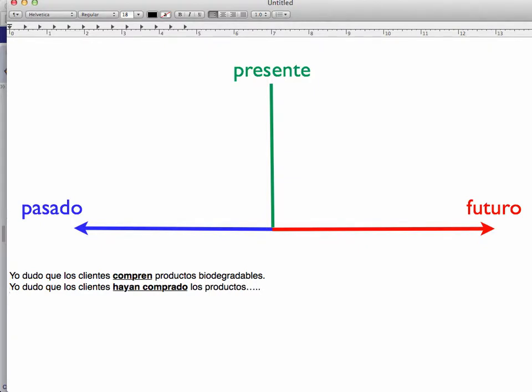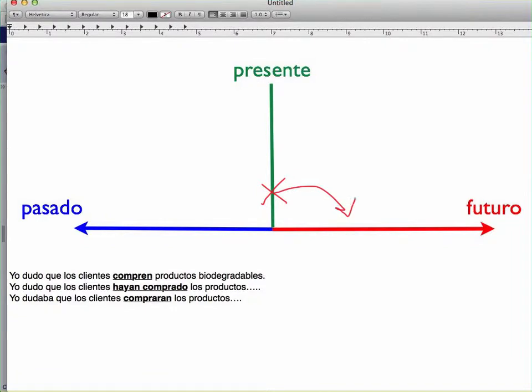Now, what we saw yesterday, we are talking about the past, the imperfect of the subjunctive. So you were going to have to put this verb in the past. Yo dudaba que los clientes compraran los productos biodegradables. So far, that's what we have seen, okay? So in the present, we say yo dudo que los clientes compren, either now in the present or in the future, que los clientes compren productos biodegradables. I doubt that they buy these products, okay?